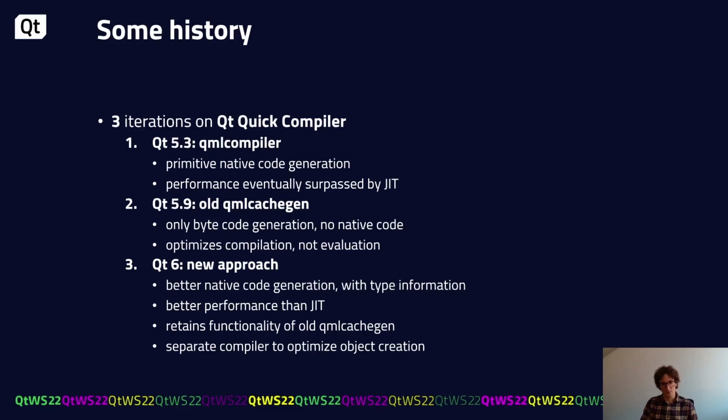So we set up an infrastructure to pass the available type information around at compile time rather than at runtime, and with that at hand we can actually generate better code than the JIT can. The new approach still retains the functionality of old QML Cache, so we still generate bytecode and you can still interpret the bytecode or run that with JIT, but in addition we also generate native code for the functions that are suitable for that.